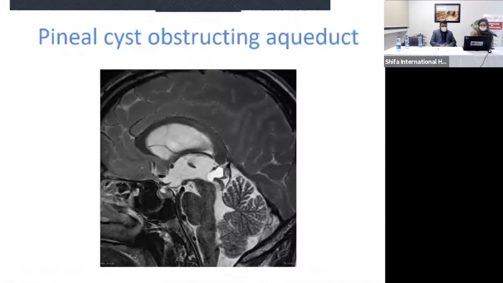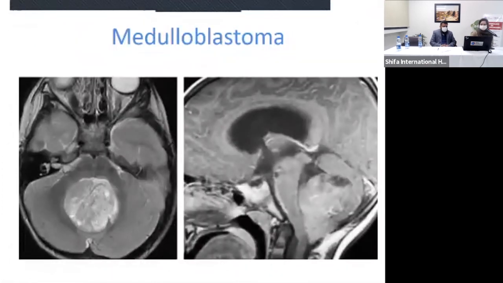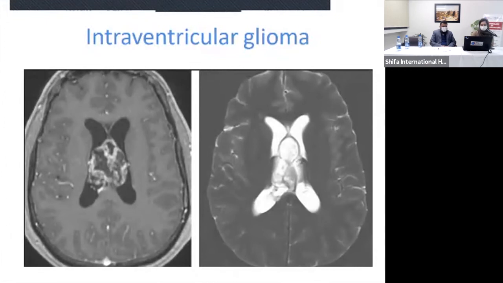Over here, you can see a pineal cyst, which is also obstructing the Sylvian aqueduct and causing upstream hydrocephalus. This is a tumor in the posterior fossa, which is compressing the fourth ventricle, and due to compression of the fourth ventricle, there is upstream development of hydrocephalus. This is a tumor within the lateral ventricle, which is causing impedance to the flow of CSF and consequent increase in size of ventricles. So these were a few of the causes of obstructive hydrocephalus.